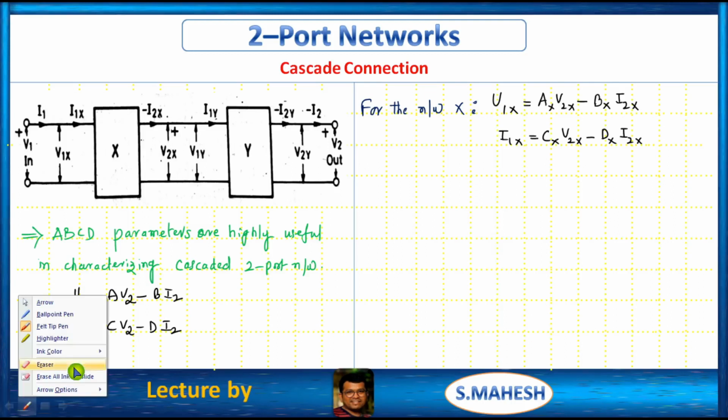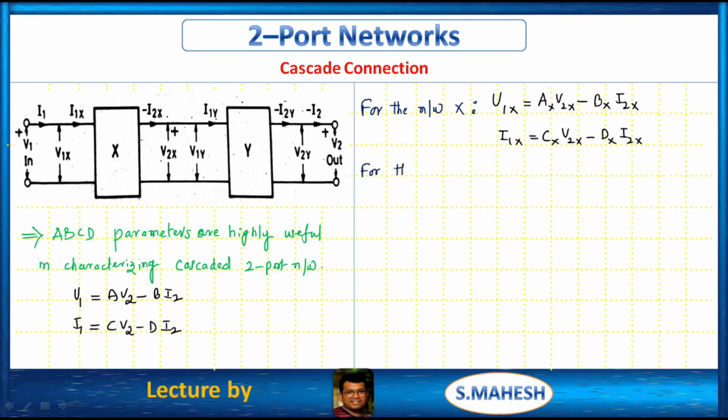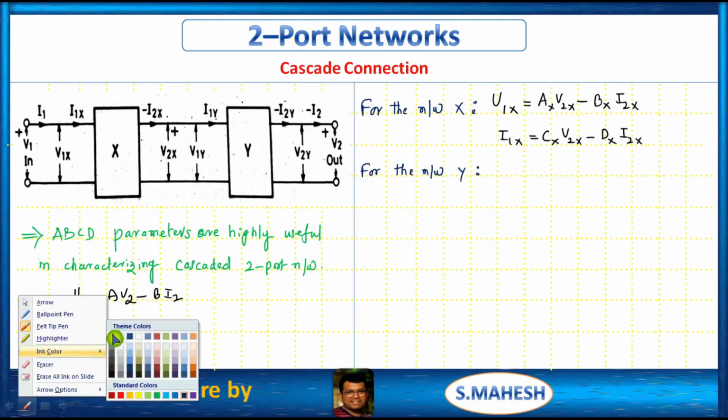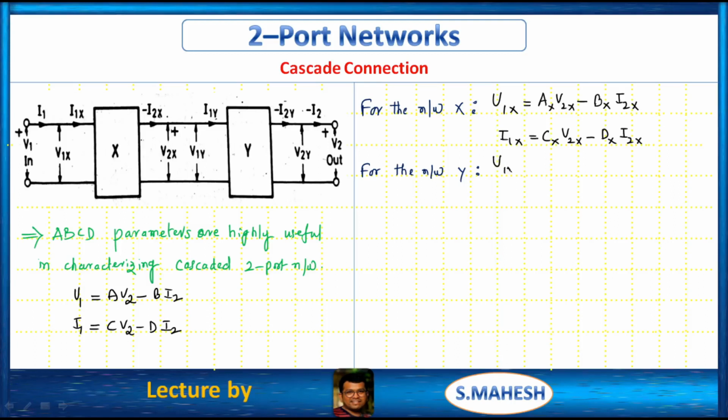Next, for the network Y, V1Y is equal to AY V2Y minus BY I2Y. Like that, I1Y is equal to CY V2Y minus DY I2Y.